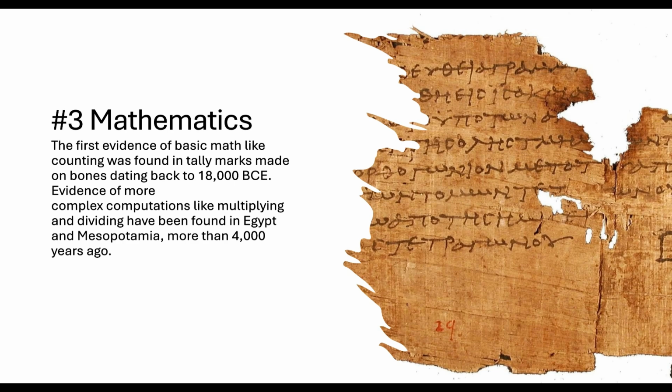So the first evidence of basic math, like counting, was found in what scientists believe to be tally marks made on bones dating back to 18,000 BC. Evidence of more complex computations like multiplying and dividing has been found in Egypt and Mesopotamia more than 4,000 years ago. So that shows that math has been around for a really long time in human history.